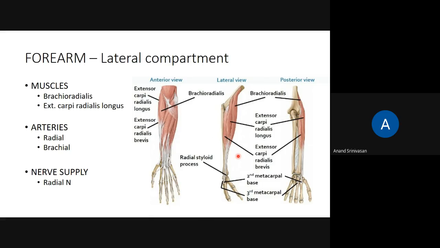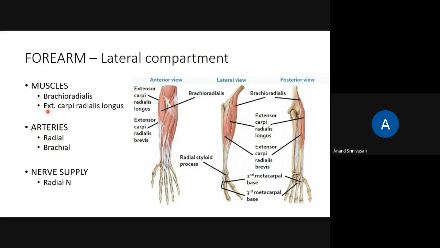Now let's go to the lateral compartment. In the lateral compartment, there are two muscles. One is brachioradialis. We have already seen this, forming the lateral boundary of the cubital fossa. It originates from the lower part of the humerus, that is the arm, and that's why it is called brachio, and it gets attached to the radius. Brachioradialis. And there is another muscle, extensor carpi radialis longus. Quite a long name.